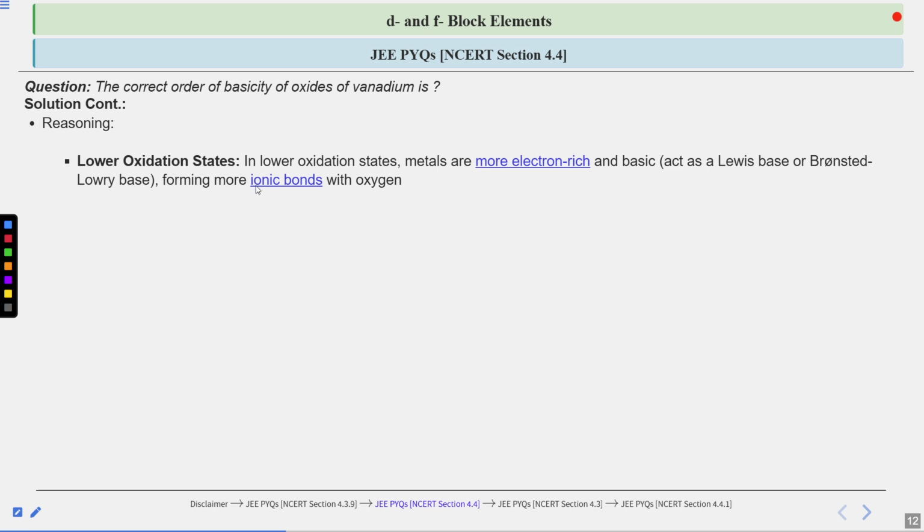So it is going to form more ionic bond with the oxygen, that is vanadium. Vanadium is going to form more ionic bond with the oxygen, and the metal is more electron rich when the oxidation state is lower because it has lost fewer electrons compared to the metal in the higher oxidation state. It is going to act as a base, that is Lewis base or Bronsted-Lowry base, based on the concept of electron donating or accepting.